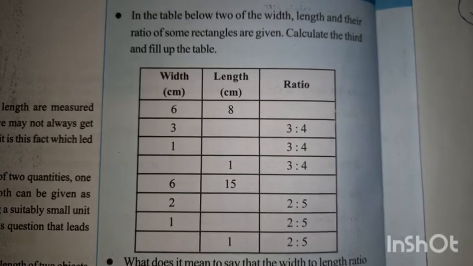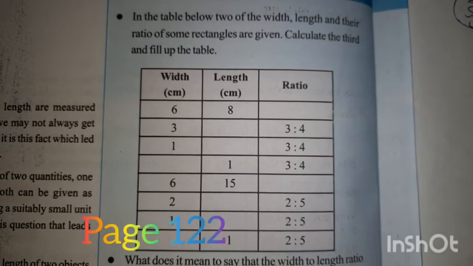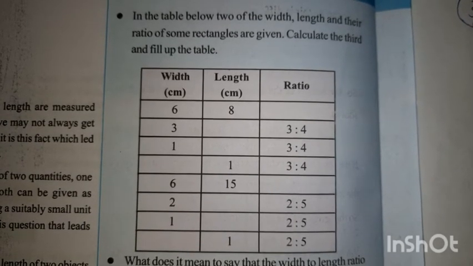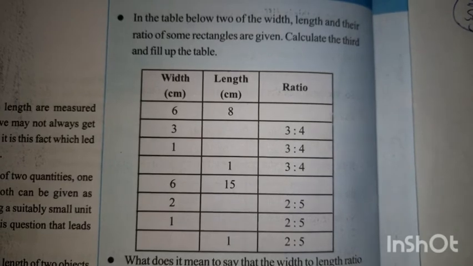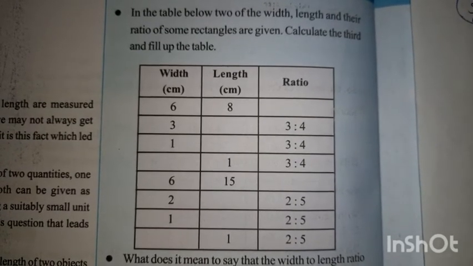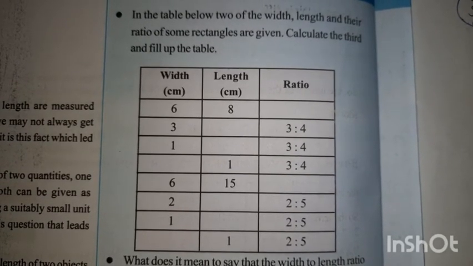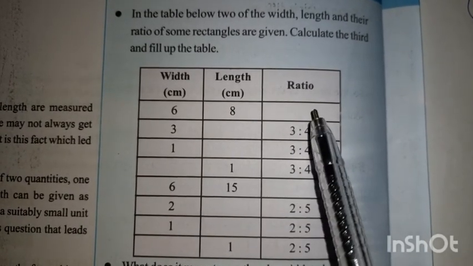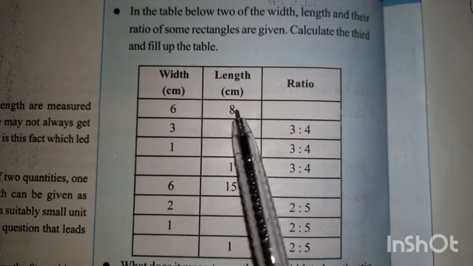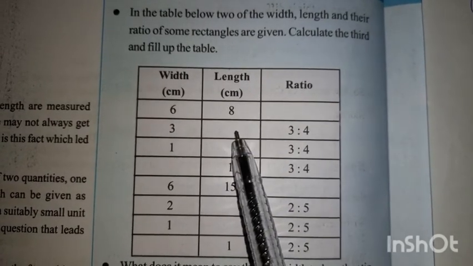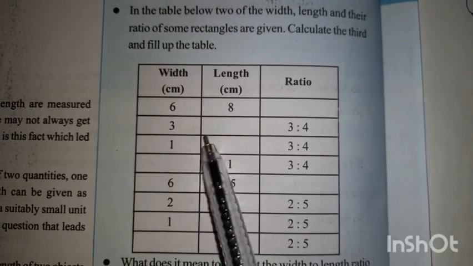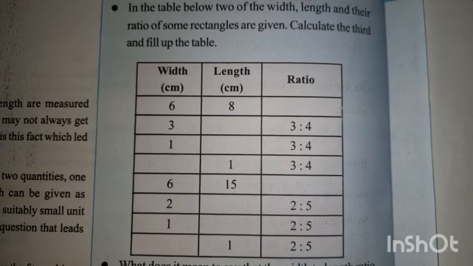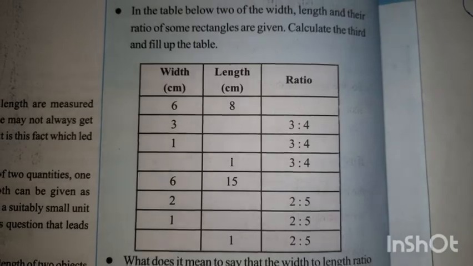In page number 122. In the table below, two of the width, length and their ratio of some rectangles are given. Calculate the third and fill up the table. So in that, two of the width, length and ratio are given. In that, one is missing. Here the ratio is missing. Here the length is missing. You can find out this. Okay, I'll do one or two. Others you have to do as homework.